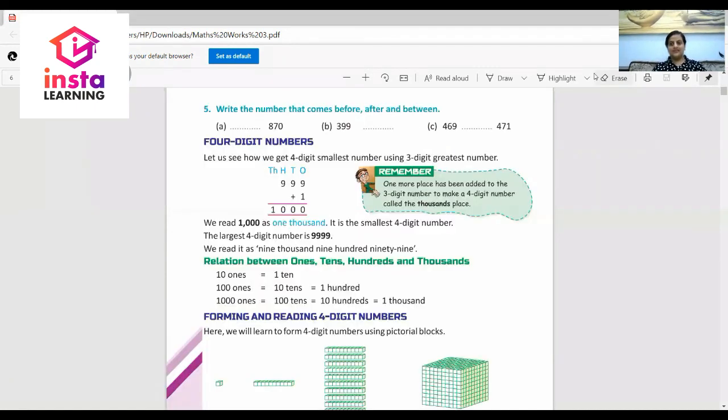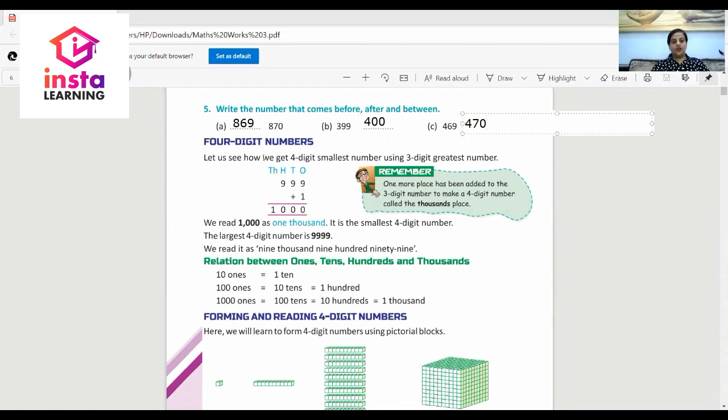Okay. Now students, we are going to read it loudly. Write the number that comes before, after and between. This is the before sign, 870. Before 870 what comes? Before 870 comes 869, because before 70, 69 comes. After 399 comes 400, because after 9 comes 0. What comes in between? 469, 470 and 471 after that.